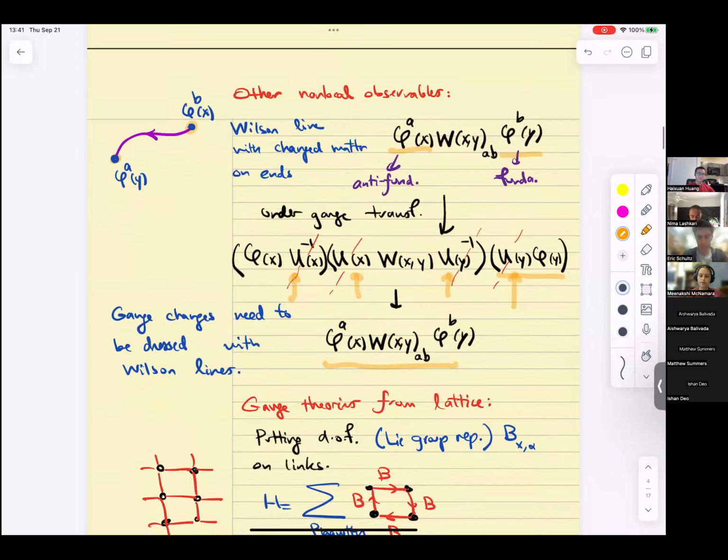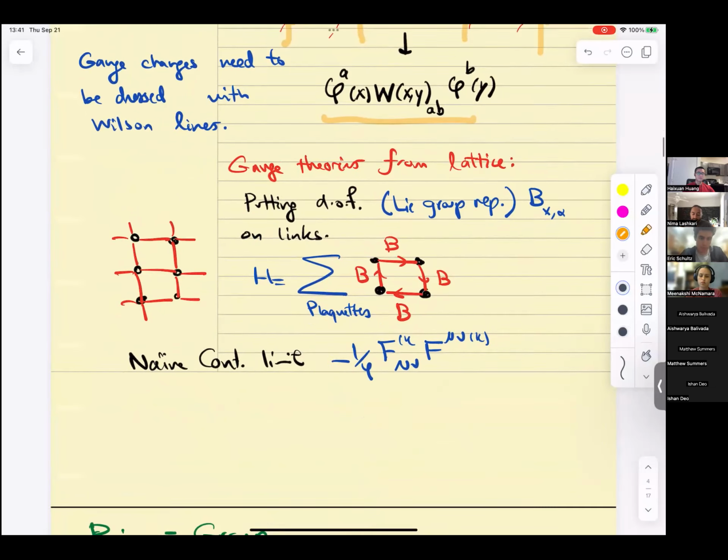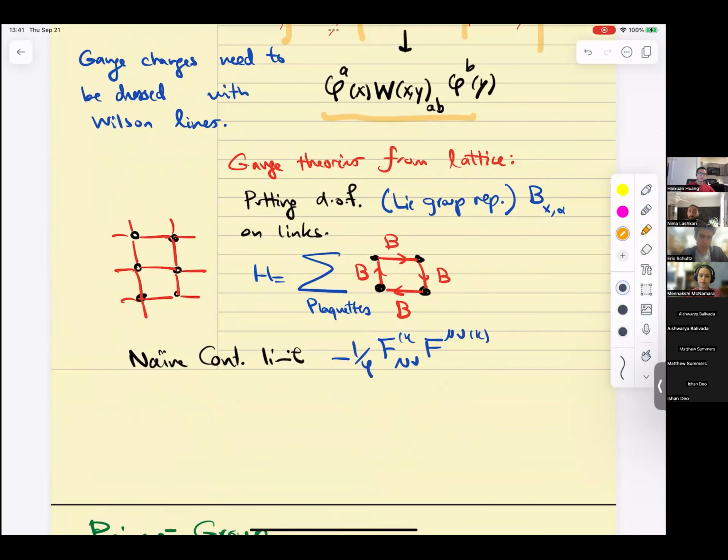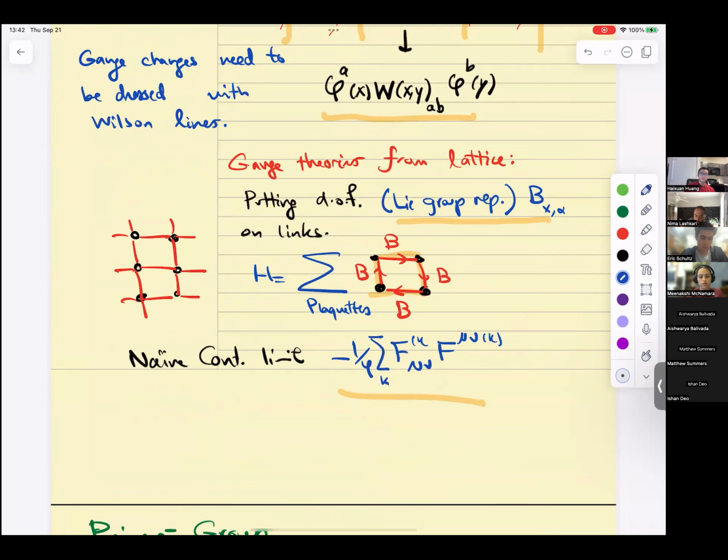They're very important. Then finally, we said that gauge theories are natural from the point of view of lattice theories. Every time you put degrees of freedom on links, in particular, if you put a Lie group representation as a degree of freedom on a link, and consider this particular Hamiltonian, right? In the naive continuum limit, you get the Yang-Mills action.